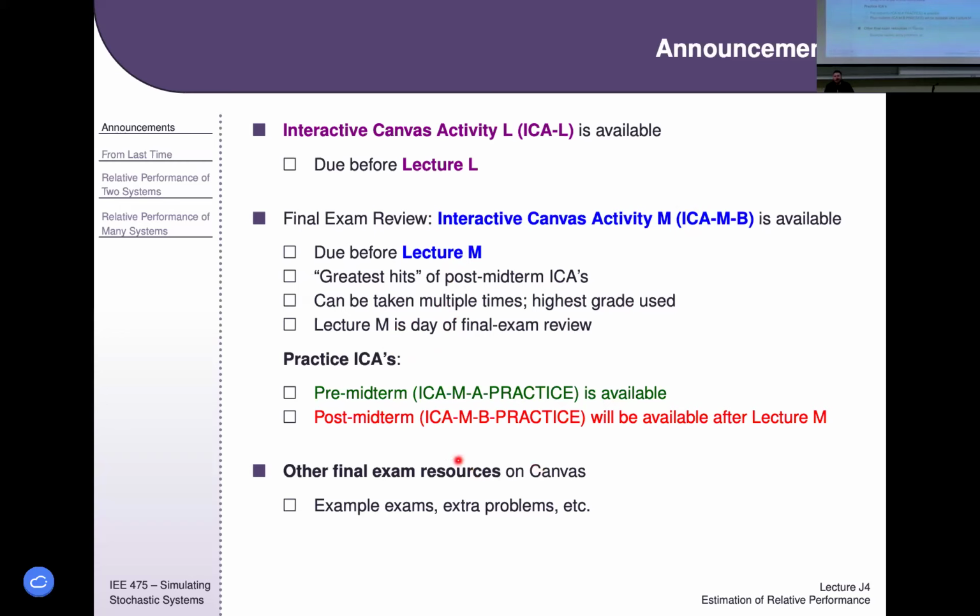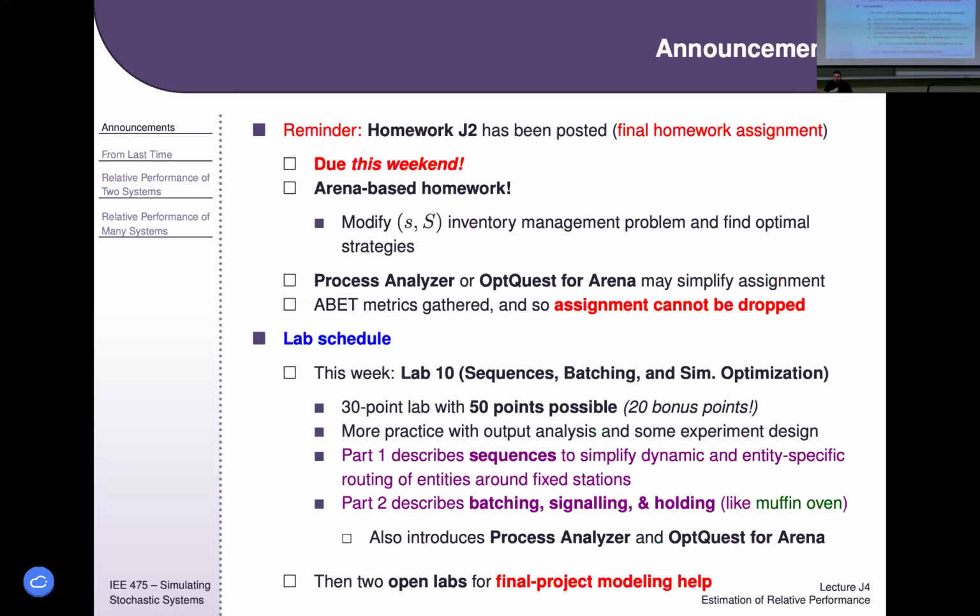There's other resources available. Look at that final exam module. You have to take that lockdown browser compliance test first, and that will unlock that module, and then you can get access to a bunch of prior exams and other resources. So that's on Canvas. Homework J2 is out.